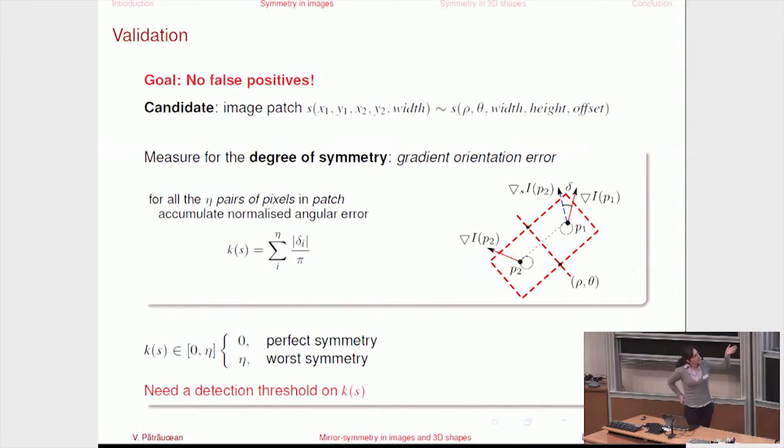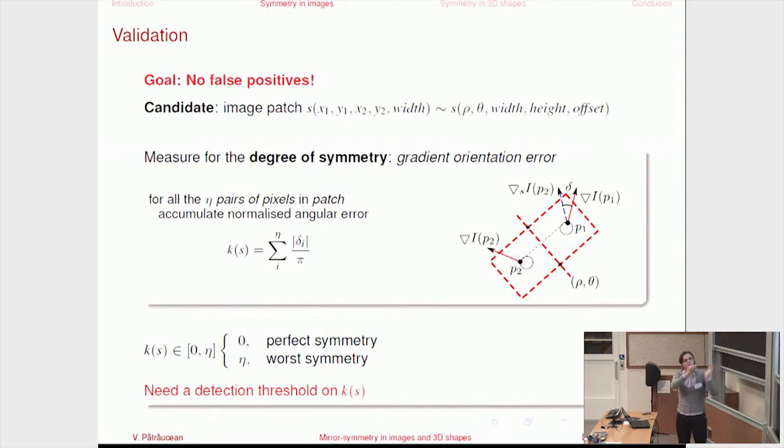So what we do is we take every pair in the patch and we measure the gradient orientation error. Like in this case, I have a pixel, I compute its ideal mirror version, and then I take the error. And we sum this over the patch, and I get a degree of symmetry. Obviously, when I sum this up, if I have a perfectly symmetric patch, then this score will be 0. If I have a very bad patch, then this score will equal the number of pairs that I have in the patch. And now what we need is to put a detection threshold on this score.